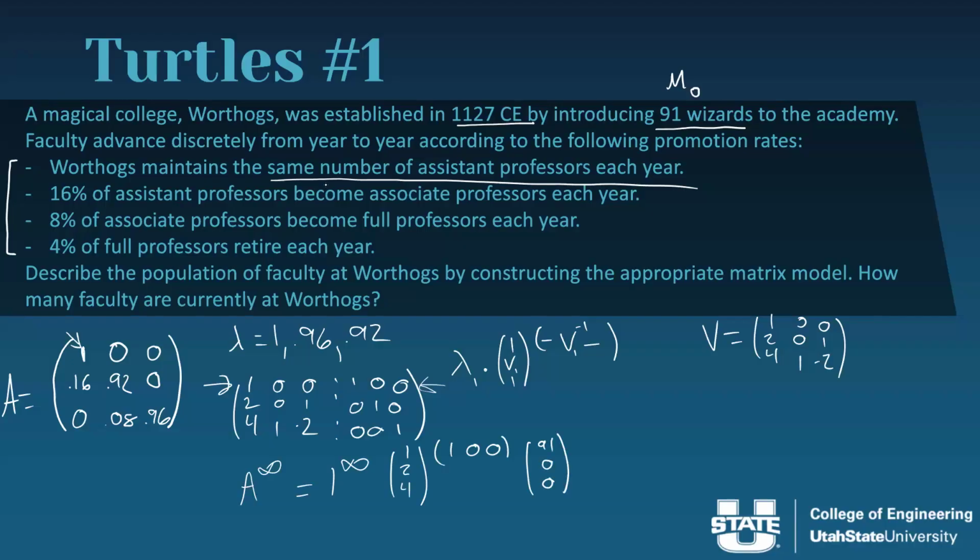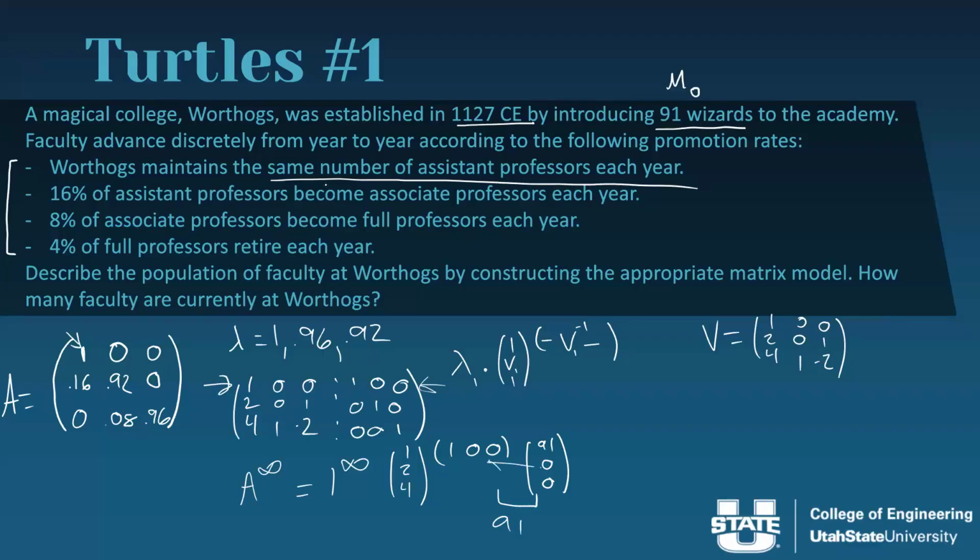I assume that all of the 91 wizards are going to start as assistant professors, that they all start their lives as assistant professors. I don't think that's really stated, but that's an assumption we have to make. Okay, so now I just need to do some funky little multiplication. I'm going to start with this one because it makes my life easy. When I multiply these two, I'm going to get a 1 by 1. I'm going to get a scalar. So 91 times 1 is 91, and then 0 times 0, 0, 0 times 0, 0.